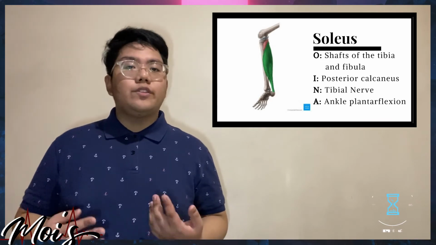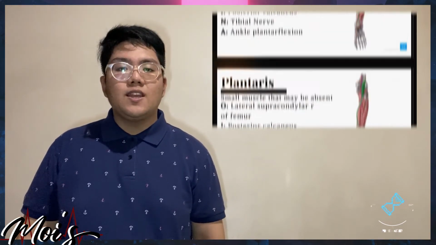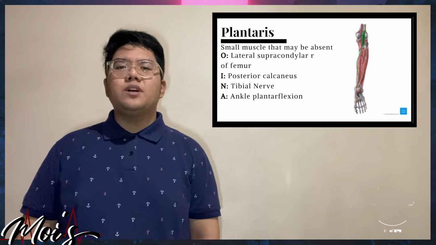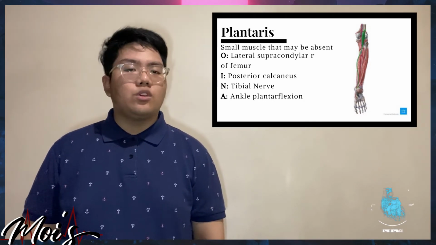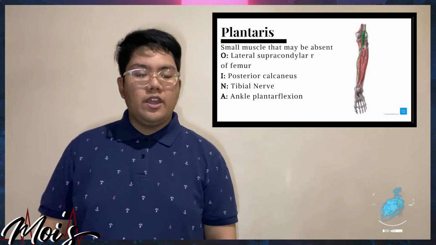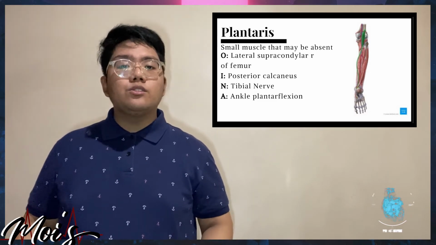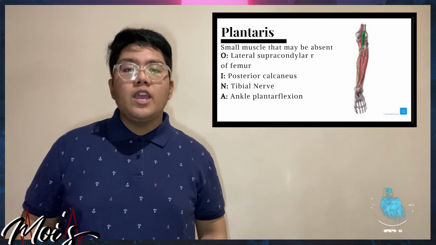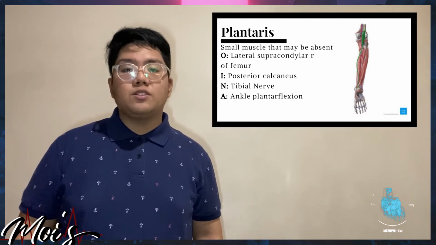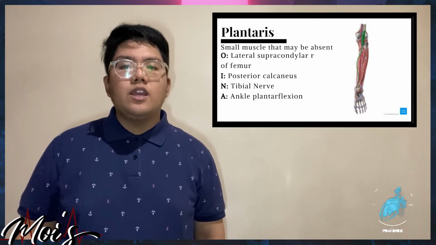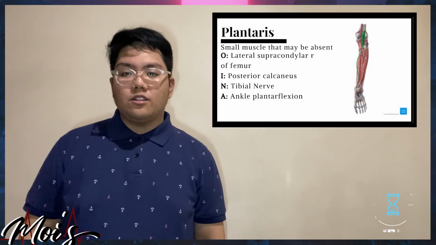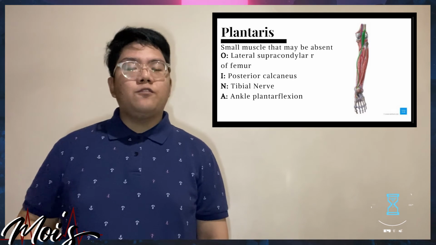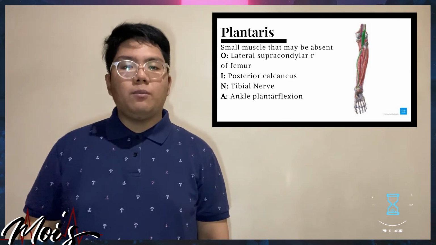The last muscle for this muscle group is the plantaris. The plantaris is a small muscle that may be absent. It runs obliquely between the gastrocnemius and the soleus muscle. Its origin is from the lateral supracondylar ridge of the femur, and its insertion is at the posterior calcaneus. The same as the other calf muscles, it plantar flexes the ankle joint. Also, it flexes the knee like the gastrocnemius.